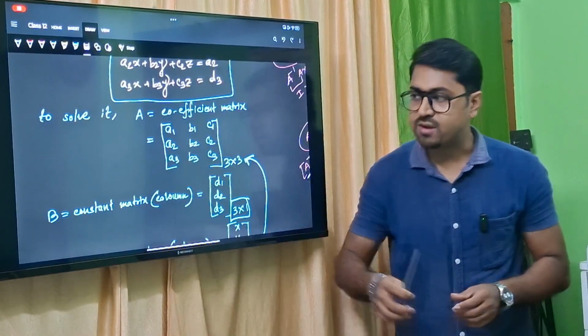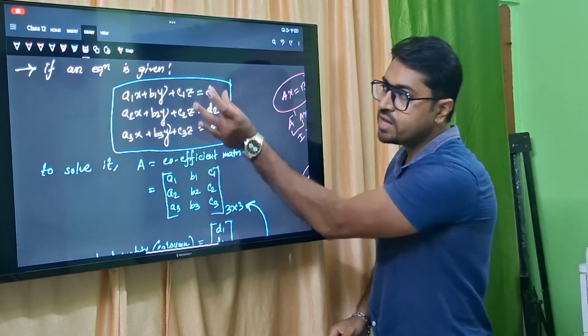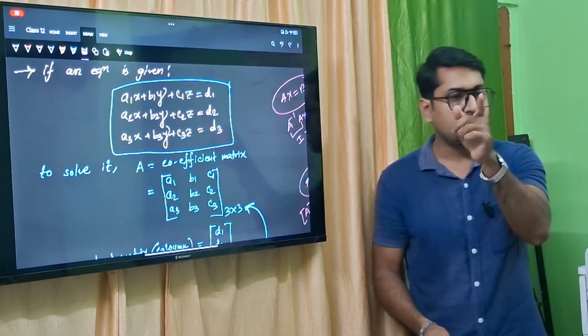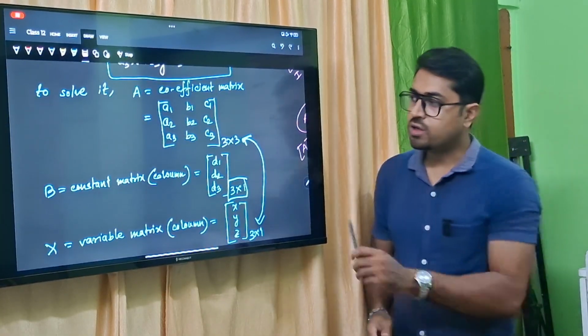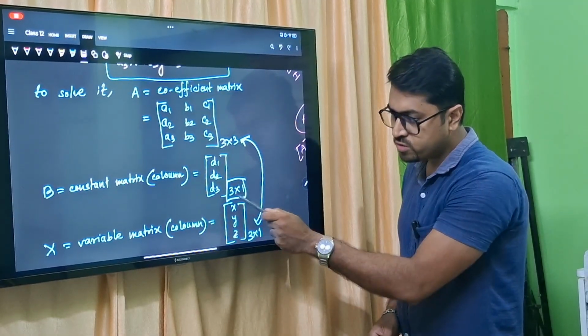B means the constant matrix, and that will be only a column matrix, because only a single column is there. If I consider a matrix with that only, then it will be a column matrix. One column and how many rows? 3 rows, right? I have written the order also over here. See, this one is of order 3 cross 3. It is of order also 3 cross 1.